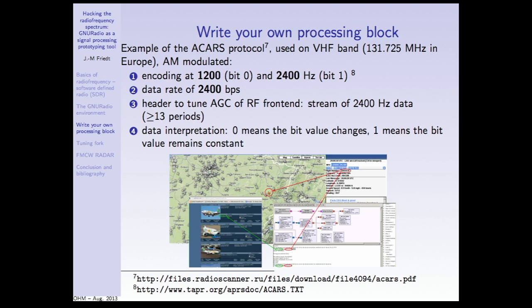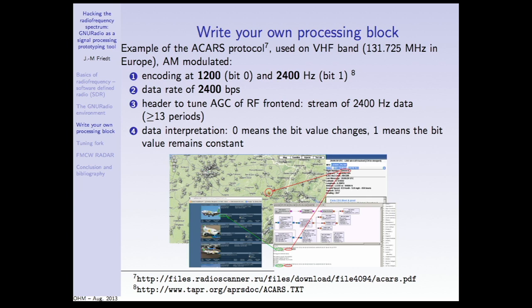This is really funny, because the first time you read the manual, you're thinking, that's funny, why did they do this? They encode at 1,200 and 2,400, there's a ratio of 1 to 2 here, and then they have a data rate of 2,400, which is my fastest data rate. That's really funny, why did they do this? The answer will be in the next slide.